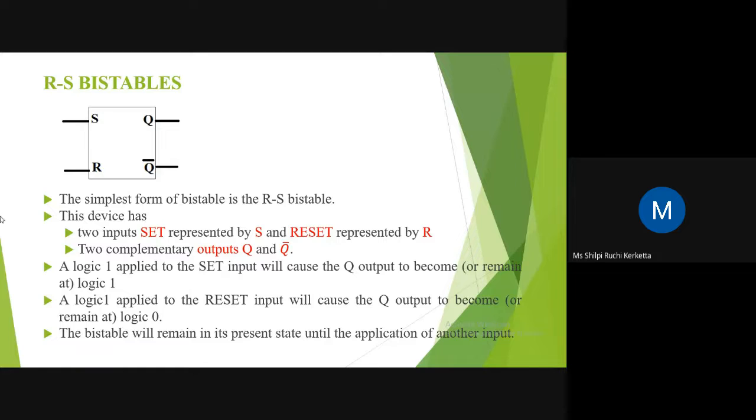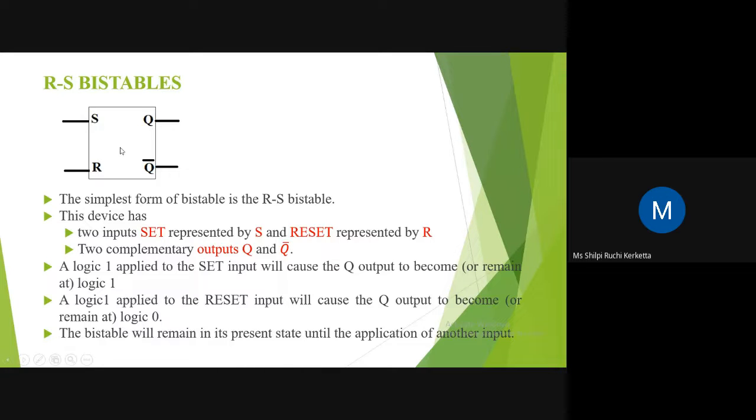Same way, this RS bistable state, we got the name from this set and reset. That's why it is called S and this is called R. But here the set means 1 and reset means 0. But here it will change, we are just giving the name.